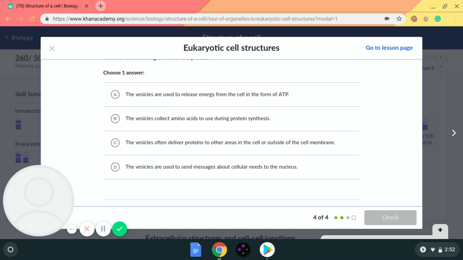A. The vesicles are used to release energy from the cell in the form of ATP. No, that is incorrect. That is done by the mitochondria. B. Vesicles collect amino acids to use during protein synthesis. Also wrong. C. Vesicles often deliver proteins to other areas in the cell or outside of the cell membrane. And D. Vesicles are used to send messages about cellular needs to the nucleus. No, as I told you earlier, vesicles hold things.